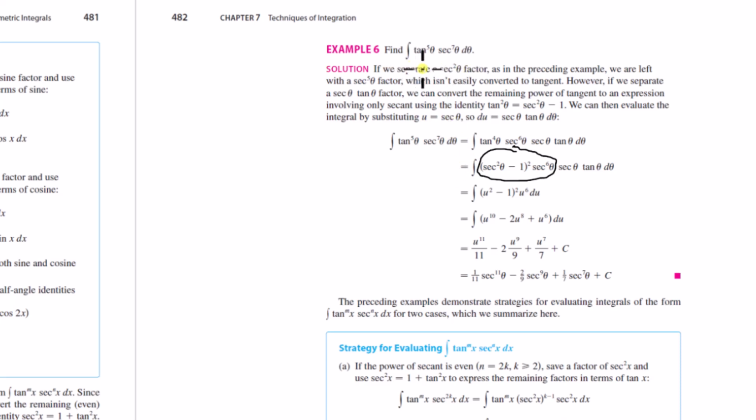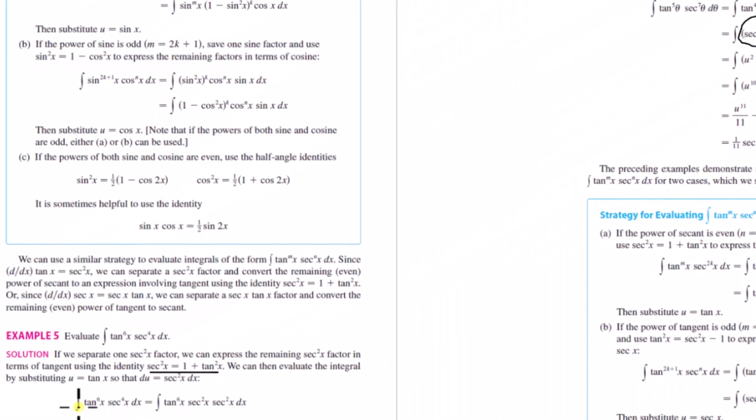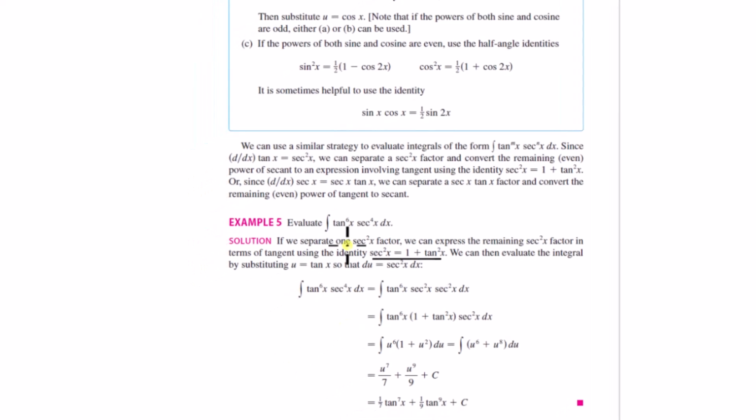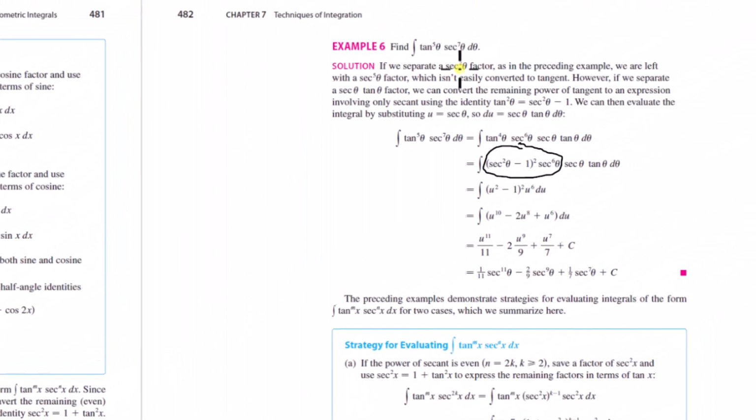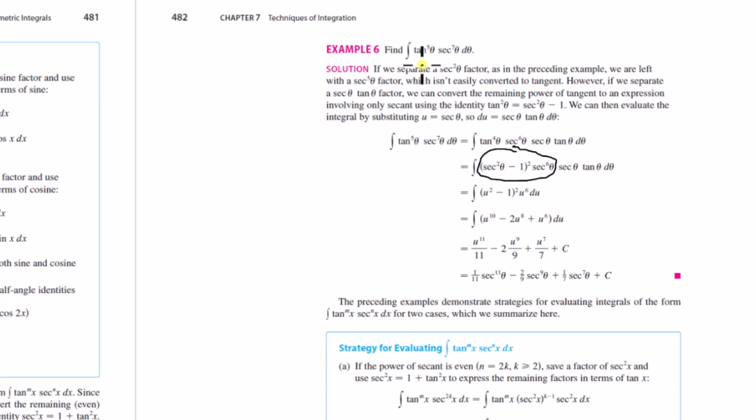All right, and so this is a little confusing, but when does this work? This works when you have an odd power of tangent multiplying any power of secant other than 0. You need at least one secant, so any power of secant that's greater than or equal to 1. Okay, so this method works if you have an even power of secant and any power of tangent other than 0. And here, this works for an odd power of tangent and any power of secant other than secant to the 0 power.